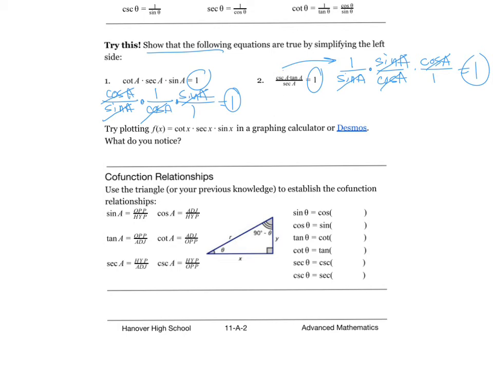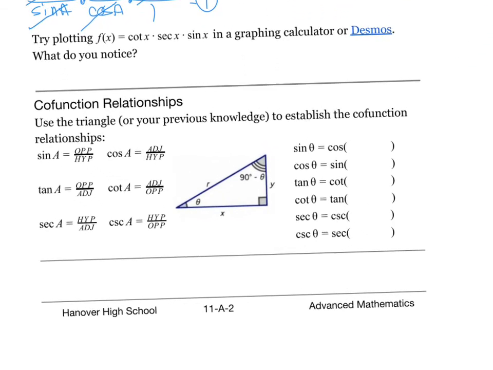This advice here, try plotting this in a graphing calculator. If this is true, that cotangent of A times secant of A times sine of A is equal to 1, then if you try plotting this function in Desmos, what would you expect to see? Well, since this is equal to 1, it should be essentially saying f of x equals 1. That's like saying y equals 1. It should give you a horizontal line that crosses the y-axis at 1. And that's that.